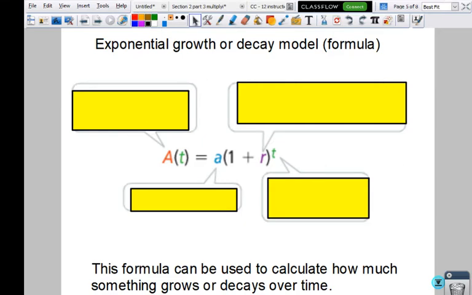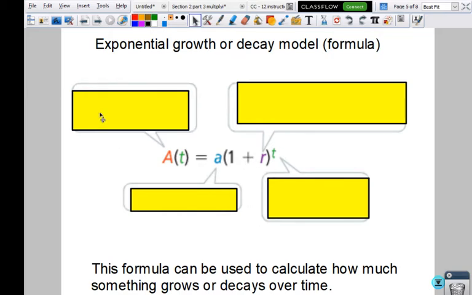So mostly today, we're going to be working with a specific exponential growth or decay formula. There are 4 pieces in this formula. My formula is A of t equals lowercase a, parentheses 1 plus r, to the t.